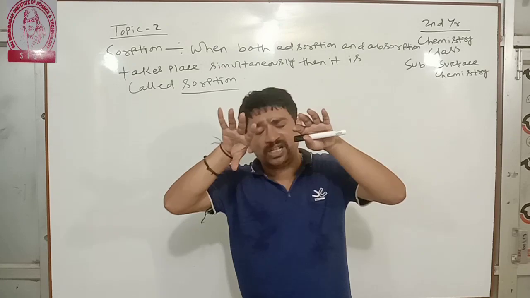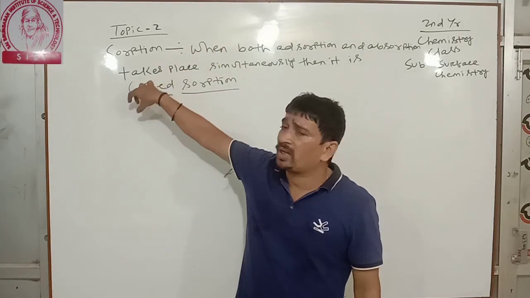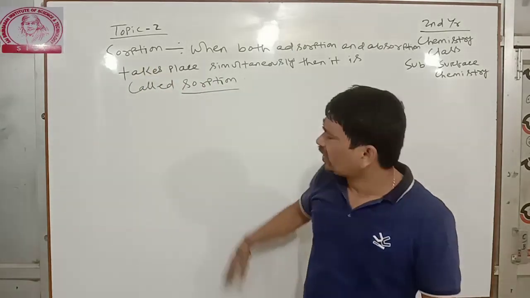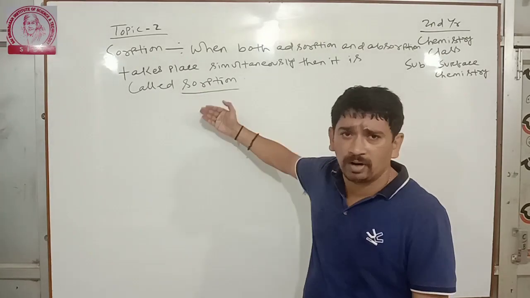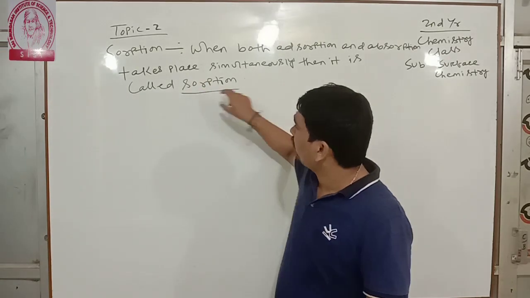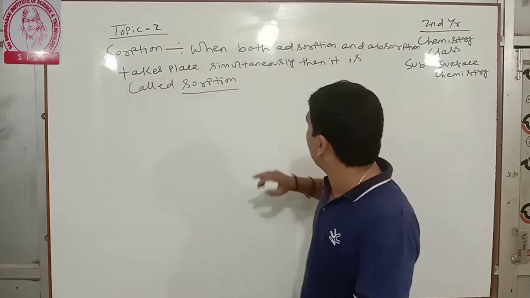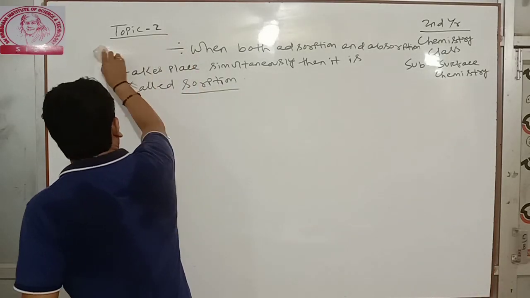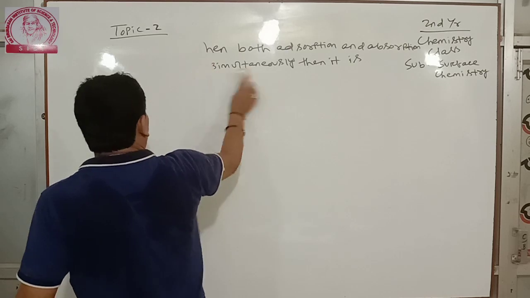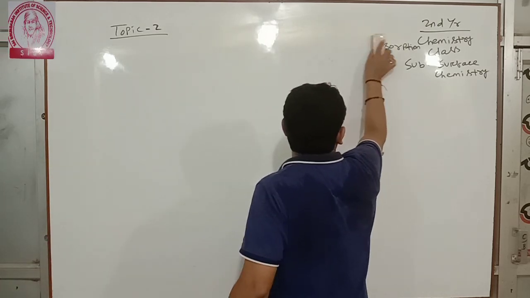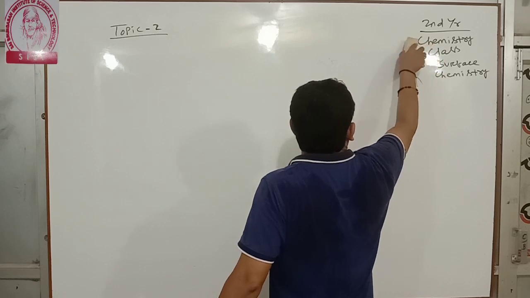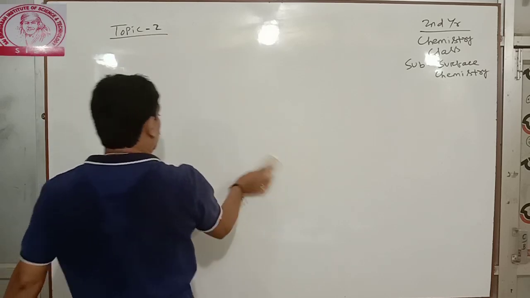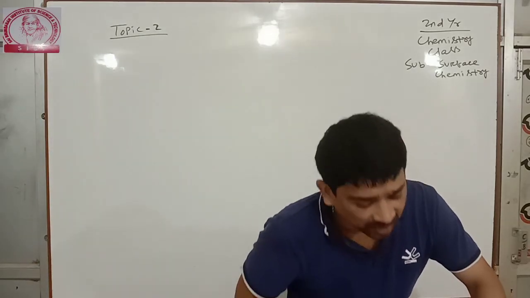Next, I will represent graphically how sorption, adsorption and absorption take place, with some examples. Clear? We will go deeper into surface chemistry part by part. So sorption is when both adsorption and absorption take place simultaneously. Clear? Next, I am representing the graphical representation of adsorption, absorption and sorption.